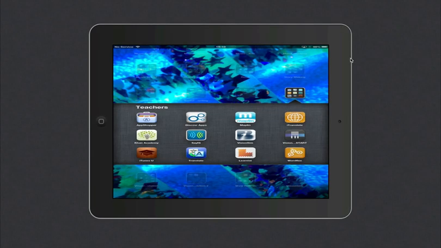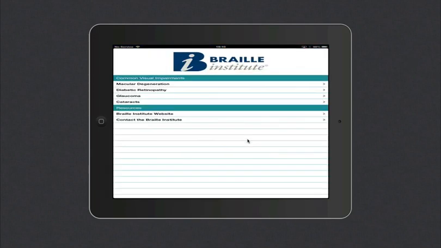This is a really interesting app if you want to see what it's like to have a visual impairment. It's from the Braille Institute in America. There it is. What it actually does is use the camera on the iPad to simulate different visual impairments. Really quite interesting. So let's have a look at this.